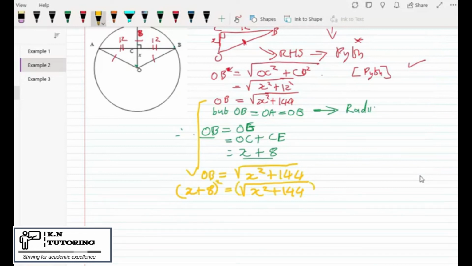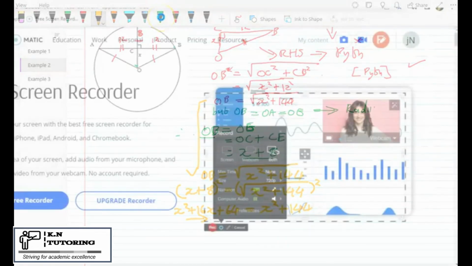I'm going to put a square there. What you do on the left, you also do on the right. So from here, I'm going to have x squared plus 16x plus 64 is equal to x squared plus 144. This is not an algebra lesson, this is a geometry lesson. So I believe you know how to do this. I'm not going to waste time and show you the steps that I did to foil this. You should be confident enough to solve this.